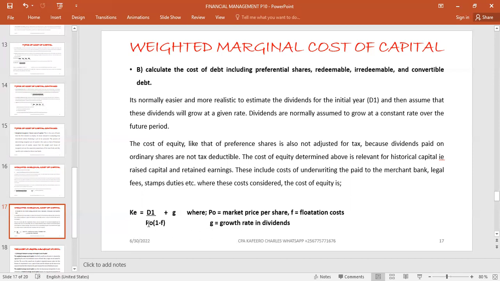That's why here you are seeing it is the cost of, this is the dividend per share that we expected over the market value, that is the market price per share. Then we take 1 minus the flotation costs, plus the growth rate for the dividends.